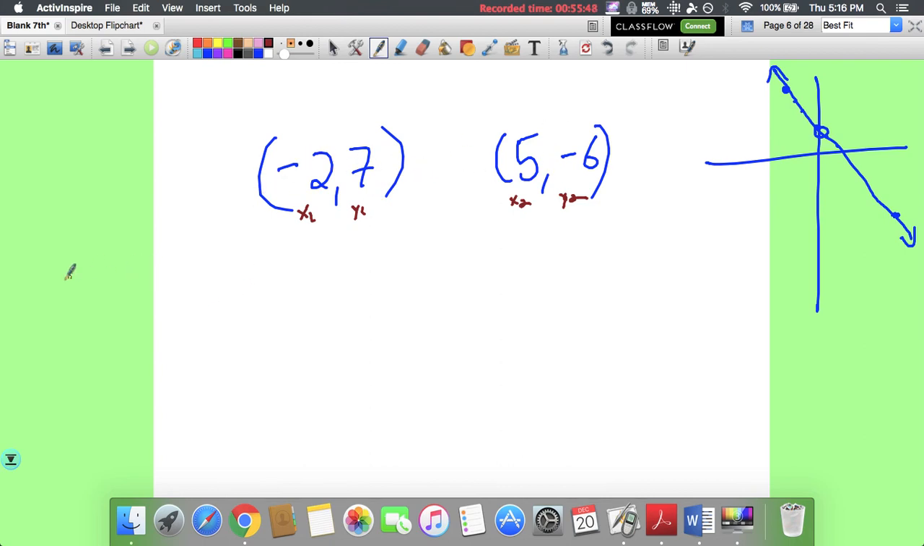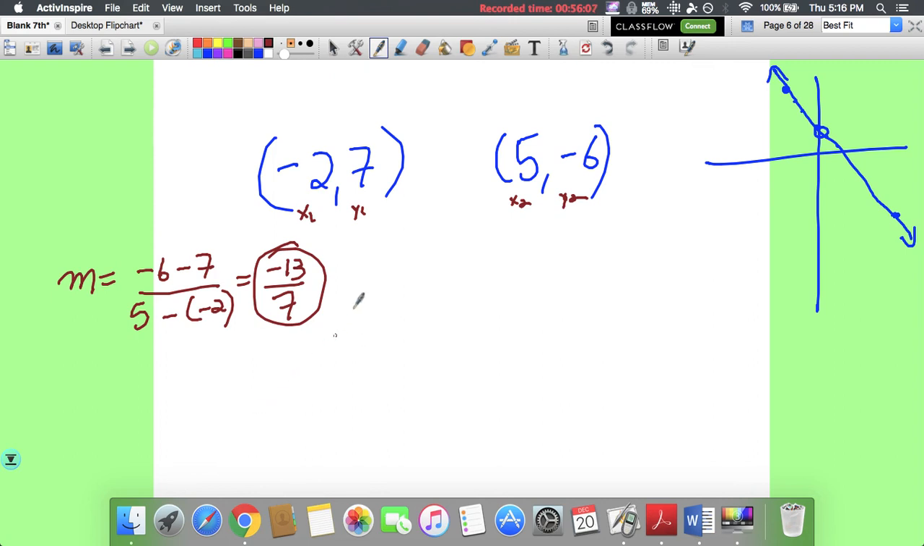It's just some way of identifying which is your first and which is your second number. So slope is y2, which is negative 6, minus y1, which is 7, over x2, which is 5, minus x1, which is negative 2. This is negative 13 over 5 plus 2, which is 7. So there's my slope, and you can tell it's negative. Perfect. Found my slope. I need to find my y-intercept.